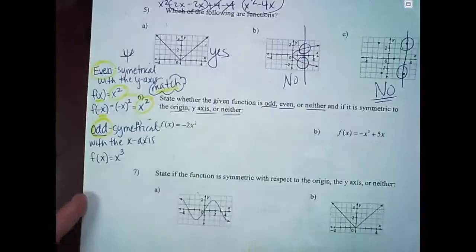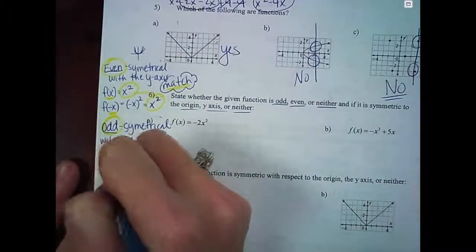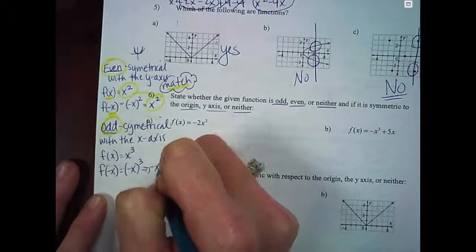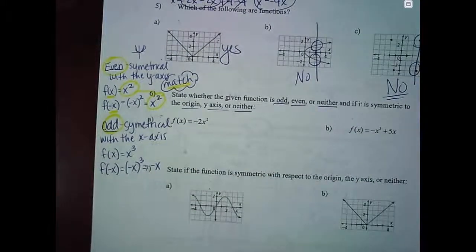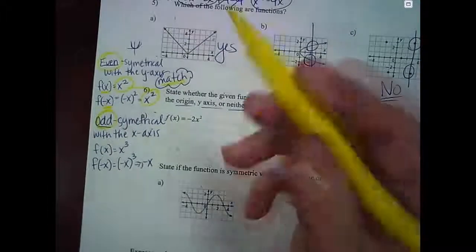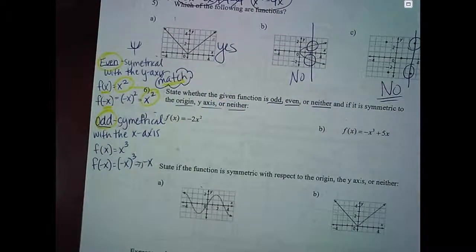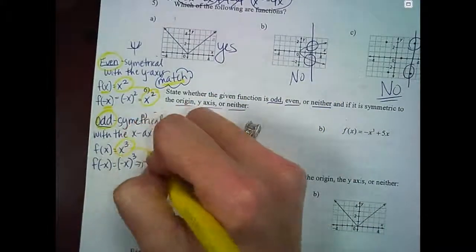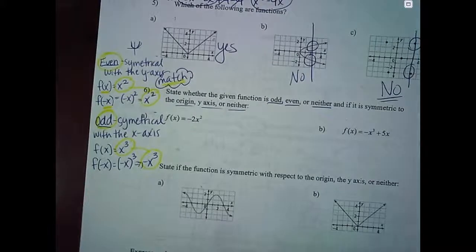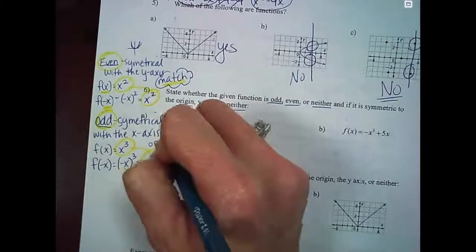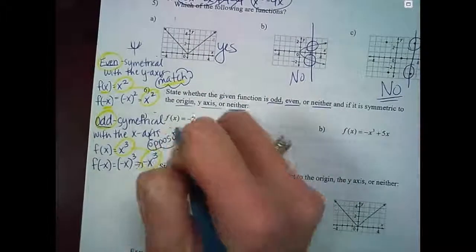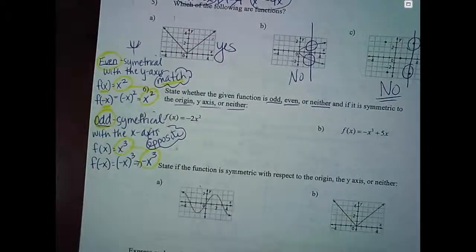Odd. So if I plug in negative x, look what happens. What does a negative x cubed give me? Negative x times negative x times negative x gives you negative x cubed. So it doesn't give me the same. What does it actually give me? Yeah, the opposite. It gives me the opposite. Remember how we remembered it? Odd is opposite. O and O.